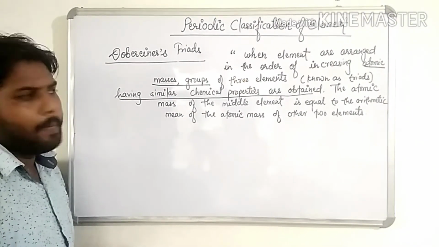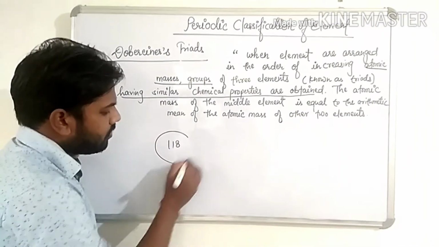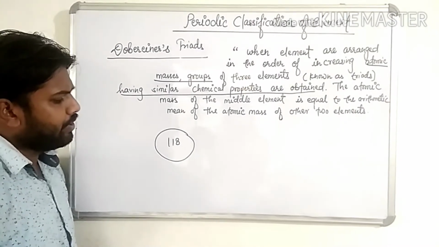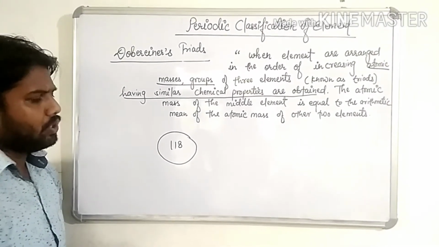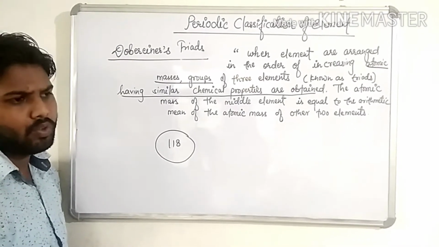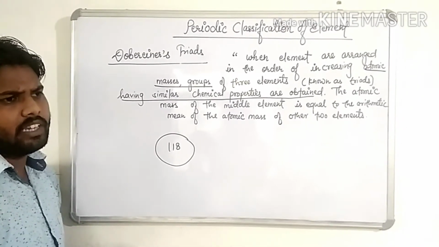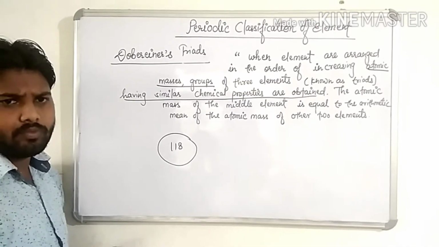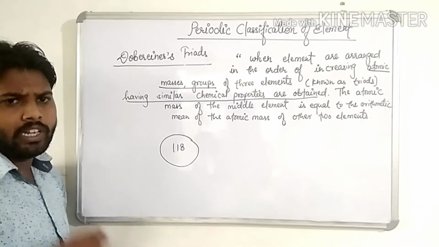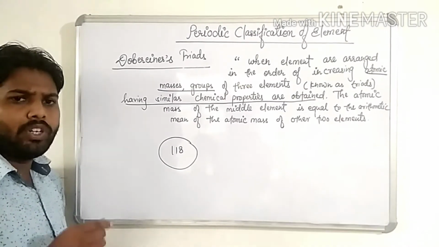Okay, students, there are 118 elements present today, and it is very difficult to study all these elements separately. So all these elements have been divided in such a way that the elements which have the same property are put in the same group.